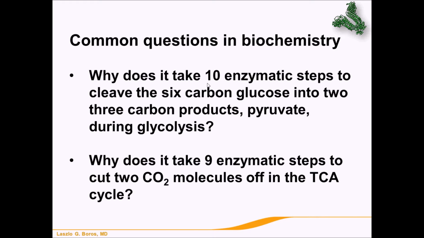For example, in glycolysis, we cleave a glucose molecule into two pyruvate molecules, and it takes 10 enzymatic steps, which seems a little bit complicated. And the same is true with the TCA cycle. From citric acid, our mitochondria cut off 2 CO2 molecules, and it takes 9 enzymatic steps. Why is biology and biochemistry so complicated when the logistics would dictate a more simple approach?